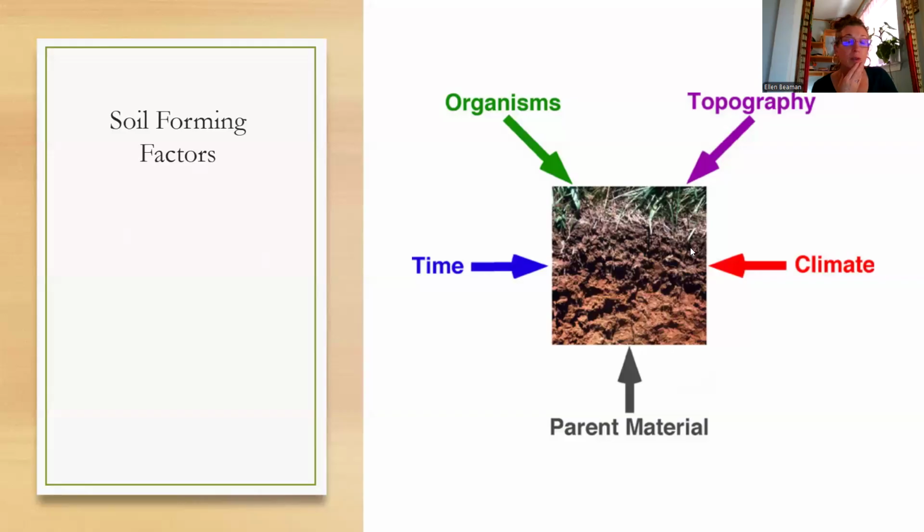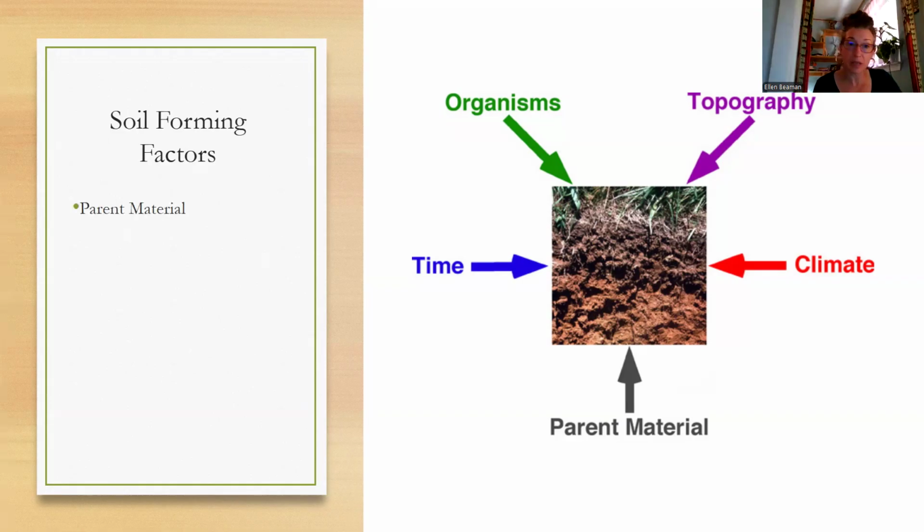So soil forms over hundreds and hundreds of years. You can't build a soil in 5 years. You can build up an existing soil, but soil is formed by these five factors and they all work in tandem with one another. So none of them are more important than the other, and none of them can be taken out of the soil forming process.